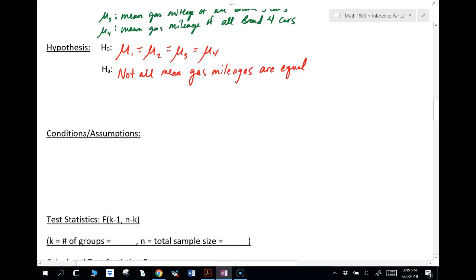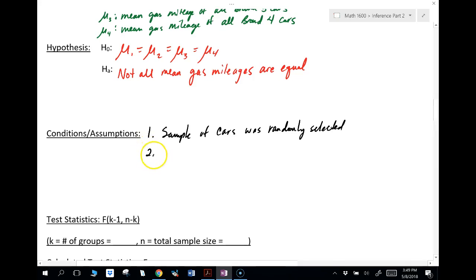All right, so here are our conditions. So we've got to do conditions. Our first condition is what? Random sample. Sample of cars is randomly selected. Everyone should get that one right, yes? Always the same thing.